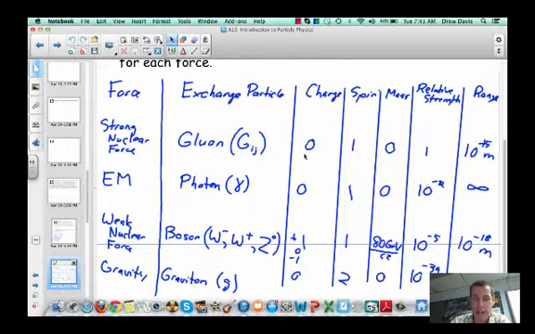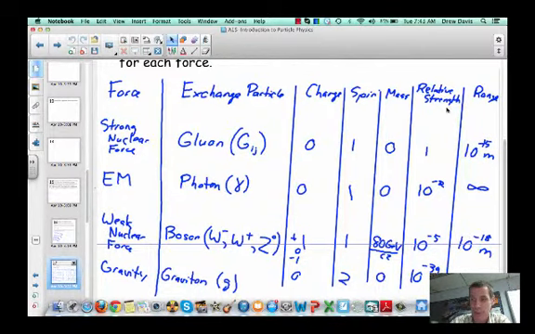The charges of these are 0 except for weak nuclear force. I'll speak about this in a few minutes. There's 3 particles for weak nuclear force. There's W minus, W plus, and Z0. And I'll show you in a few minutes how these charges are carried into neighboring particles, as is the case in beta decay. But I'll come to that in a few minutes.